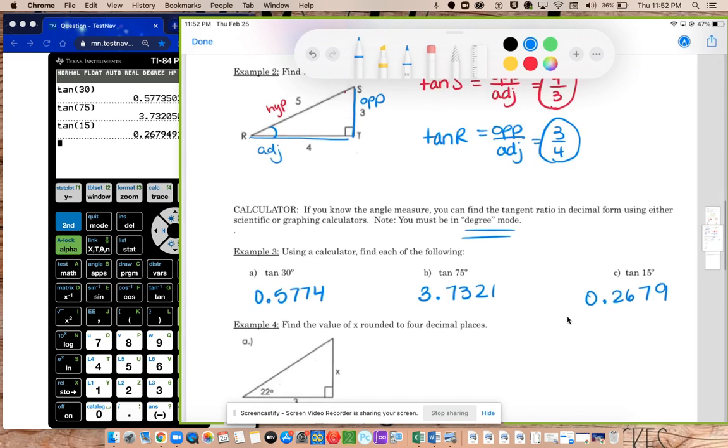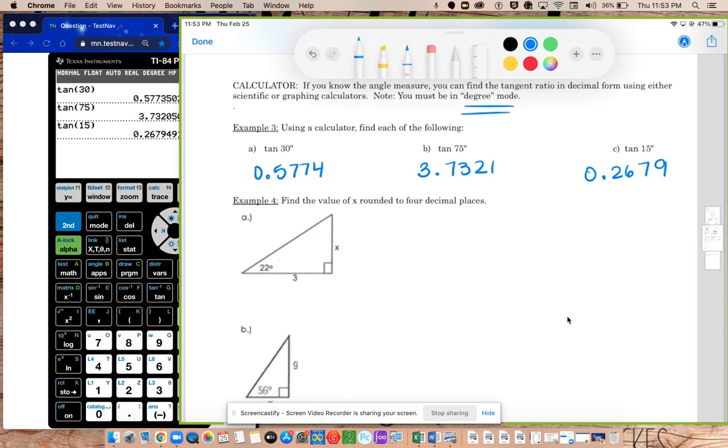Okay. So now we can find side values. If we know an angle, we can find a missing side. So here's what we're going to do. We notice the angle that's given to us has the opposite side and its adjacent side given to us. Since we know opposite and adjacent, we can use that tangent rule. So the tangent of an angle is equal to the opposite side over the adjacent side. So let's plug in everything that we know. We know the angle is 22.